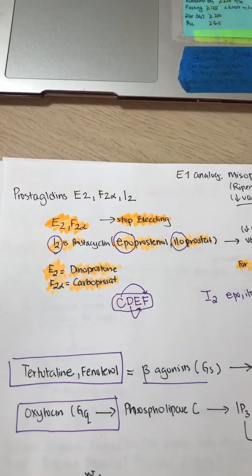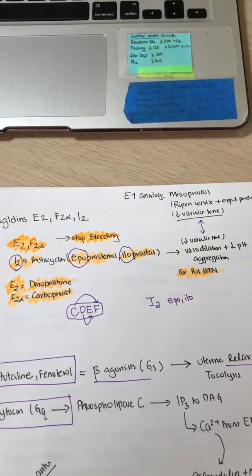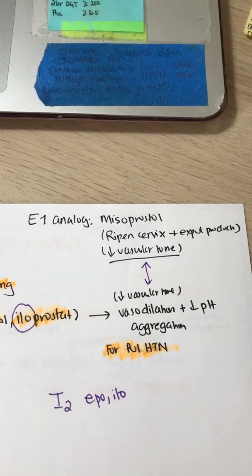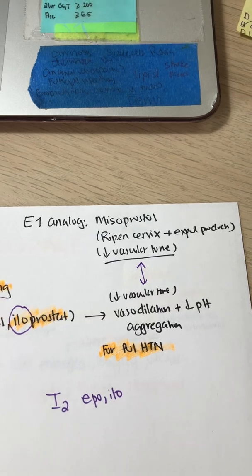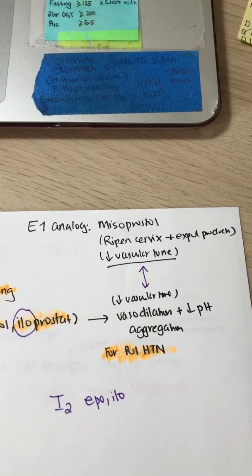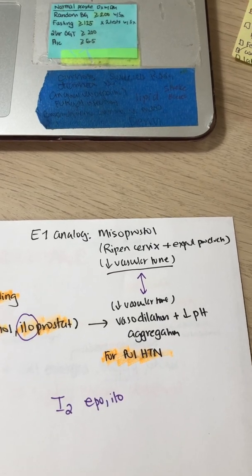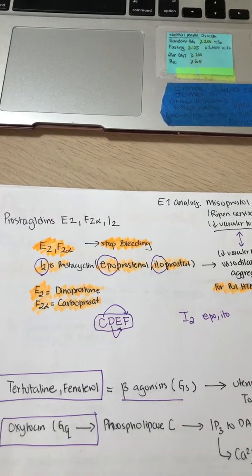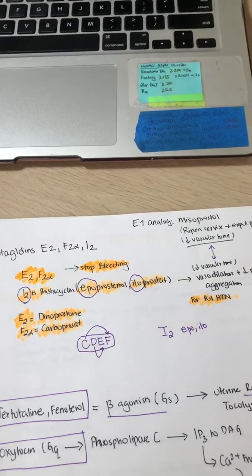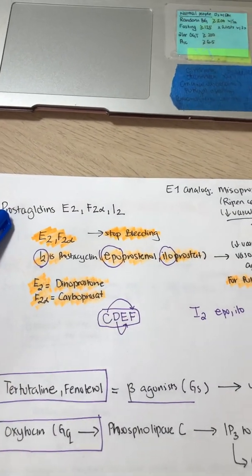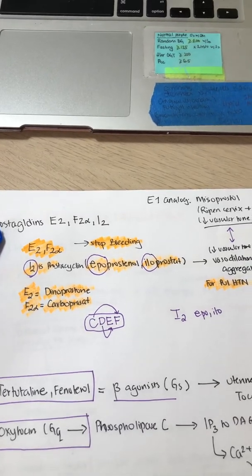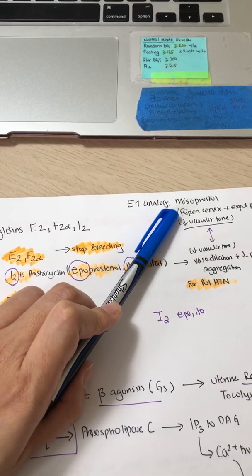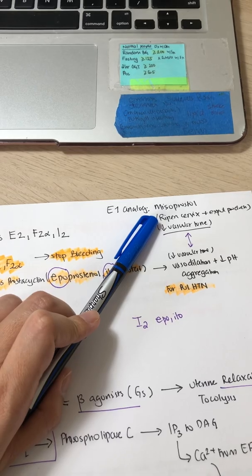The other one is, we always hear of misoprostol, right? Misoprostol is a prostaglandin E1 analog. It is used mainly for abortion, right? It ripens the cervix and expels the products of conception, and it will decrease the vascular tone. And there are types of prostaglandin you can use to stop bleeding. Prostaglandin has so many types. There's E1, which is misoprostol, which you use for ripening the cervix and expelling the abortive products.